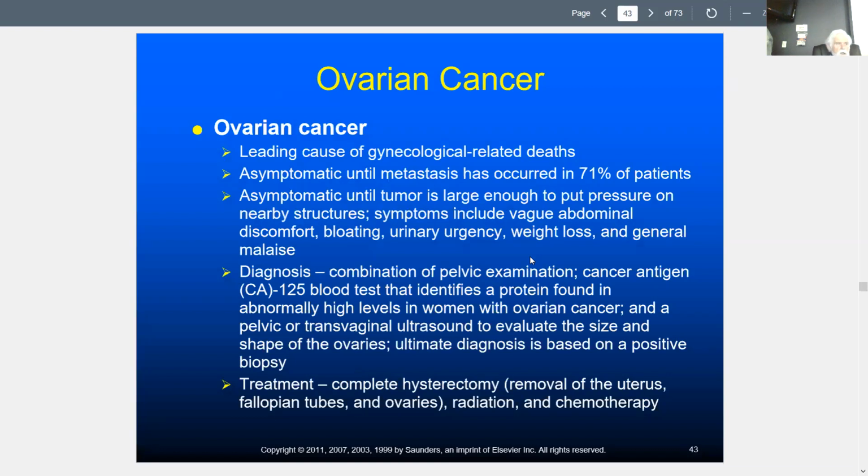Then we have ovarian cancer, which is a leading cause. Most large families have a very high probability of seeing at least one of the women in the family diagnosed with ovarian cancer. It's a very common sort of thing. One of my aunts died from it. And again, it's a disease that is asymptomatic until it's too late. We didn't even know she was sick. She didn't even know she was sick until she was at stage 4.